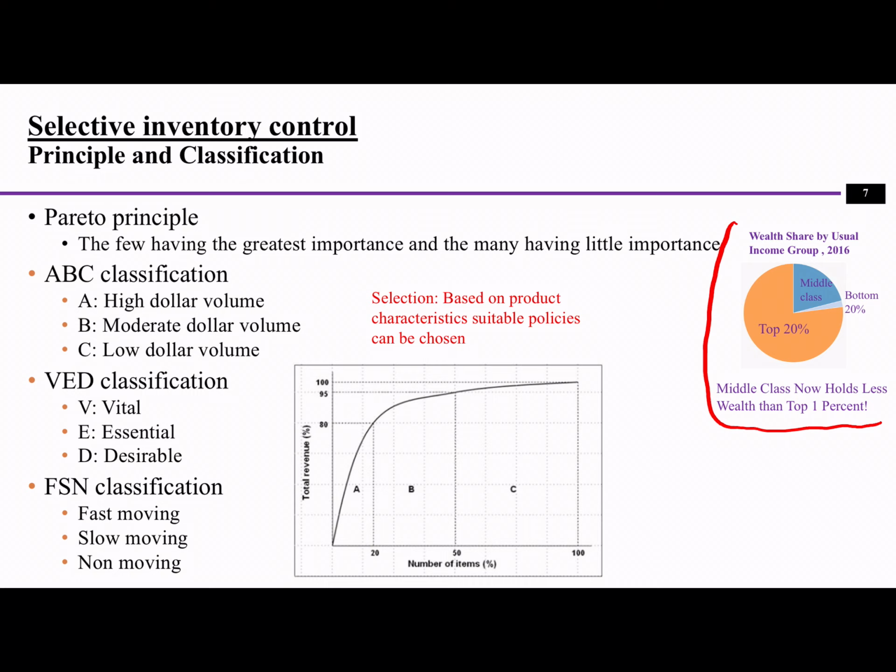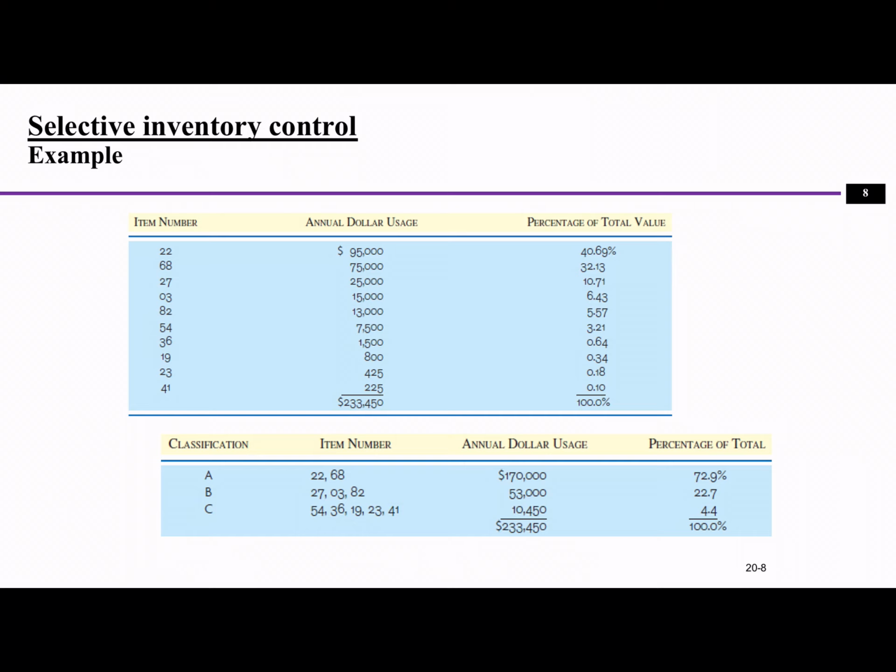So the fast moving parts change all the time, and the parts are being used very, very fast, right? The stock also goes down really fast, and then you have to refill it really fast. So this is one type of classification you can use to control your inventory system. This is one example of the Pareto principle.